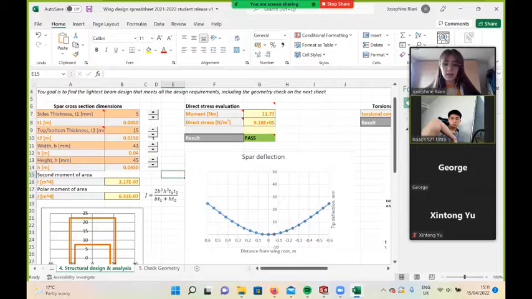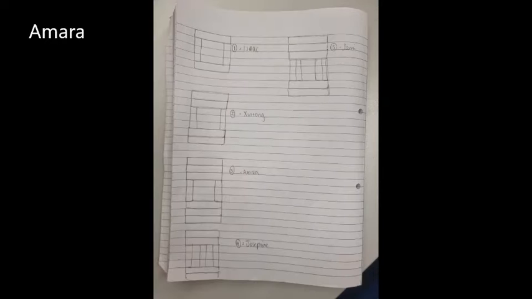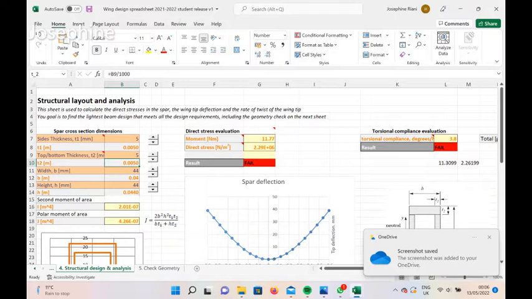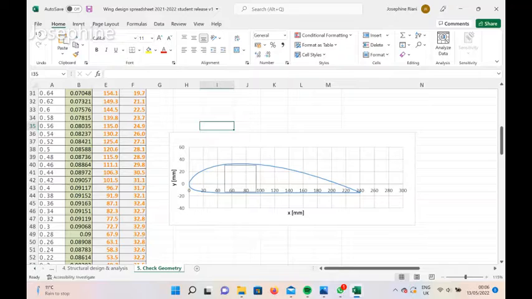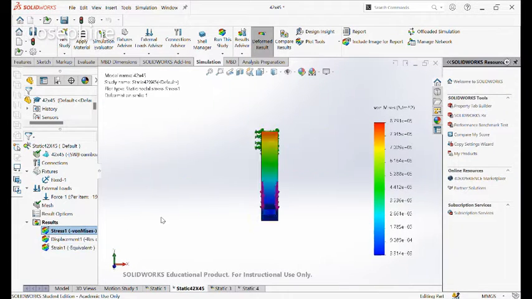The point load applied is the load factor times mass times G all over 2. Bending moment occurs in the wing due to the lift. Maximum bending occurs at the root of the wing, and maximum deflection occurs at the tip. The following 4 spar designs are box designs we have tested in the lab.